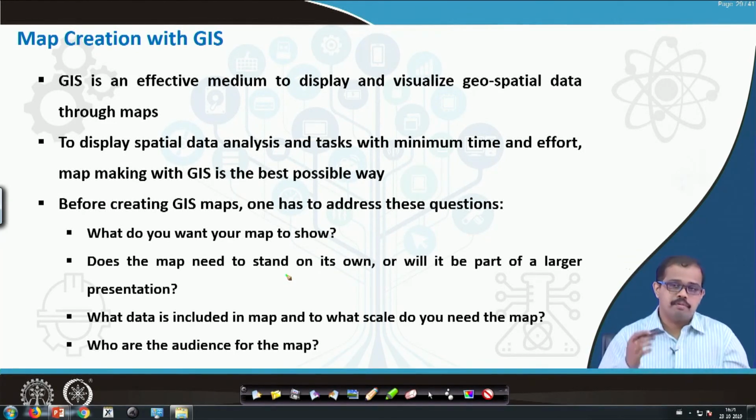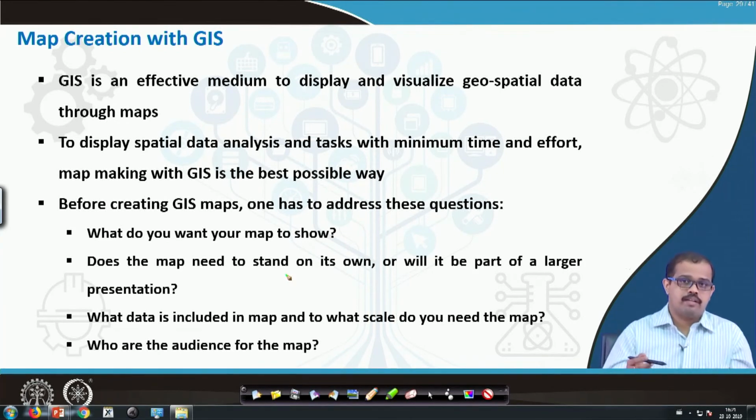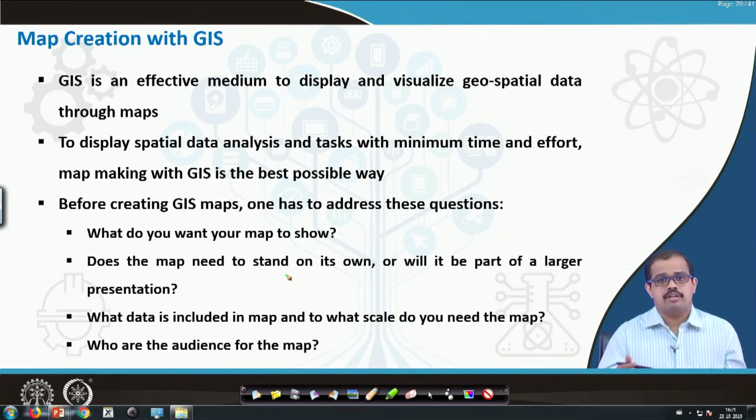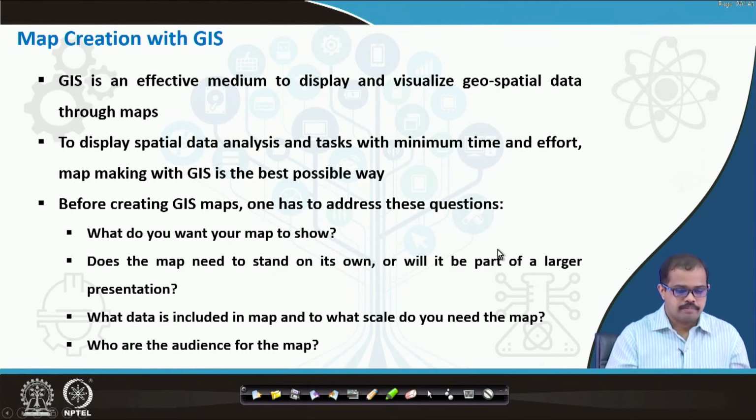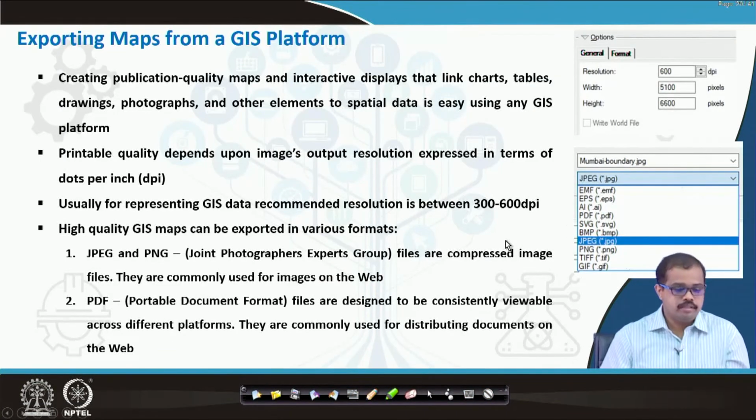Are you representing population and showing it to someone? If you are trying to show population to someone who is interested, then you are drawing a population map basically. So what kind of representation you are trying to make is extremely important when you are looking at maps. That is what is very important.